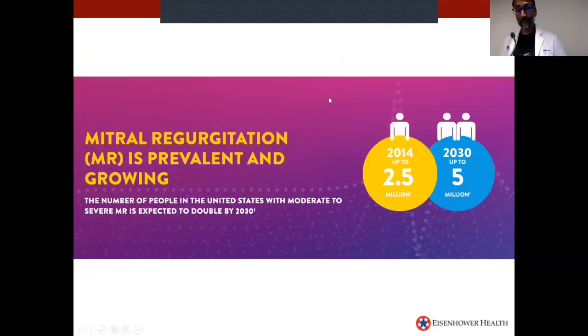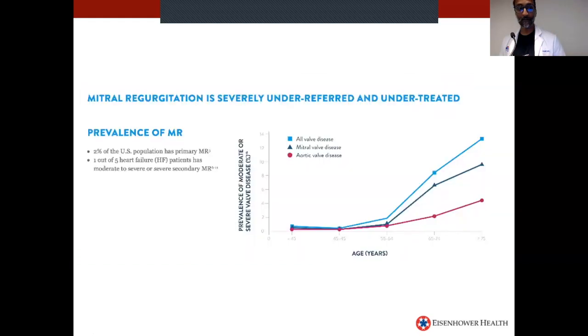So mitral valve regurgitation is prevalent and it's growing. A few years ago, there were probably about 2.5 million Americans with mitral valve regurgitation. It's projected to nearly double in the next 7 or 8 years, up to 5 million individuals. So it's going to be more common as long as people live longer. Mitral valve disease will become more prevalent. It's just sometimes a wear and tear phenomenon. Just like with any mechanical part, it can wear itself out.